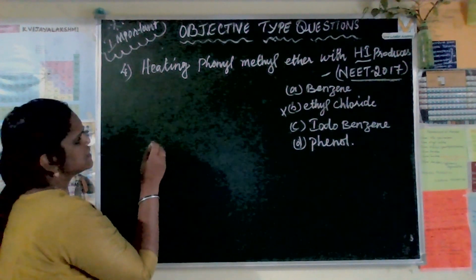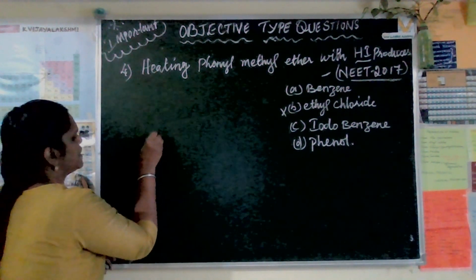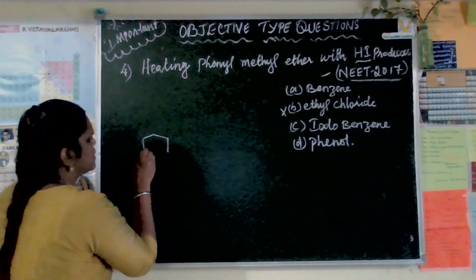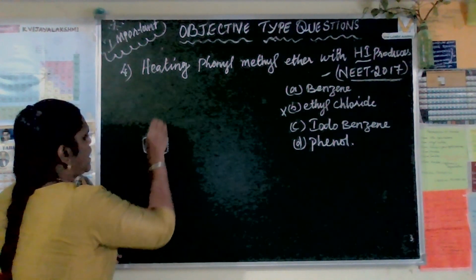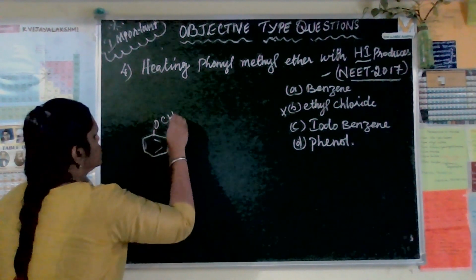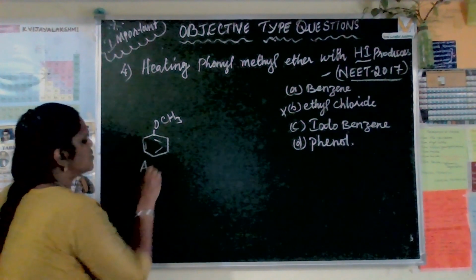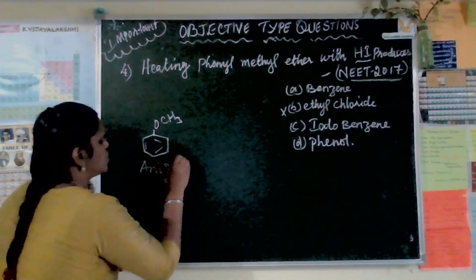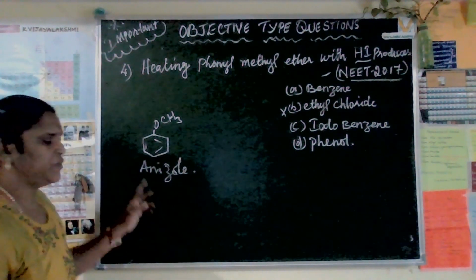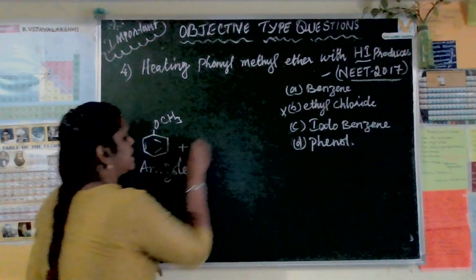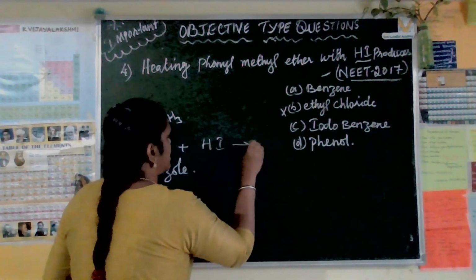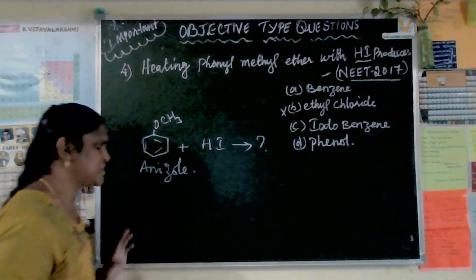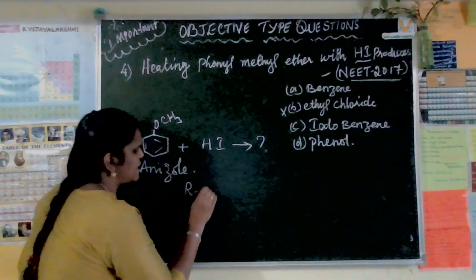See what it is: ether, phenyl methyl ether. This is phenyl methyl ether, so this is called anisole. Right. Now, ether reacts with hydrogen iodide. What does it produce? That's the question.